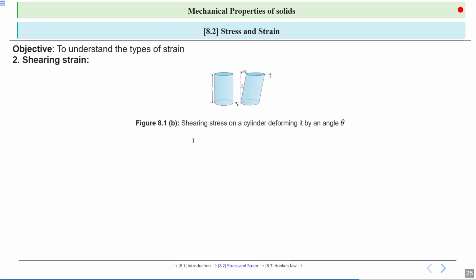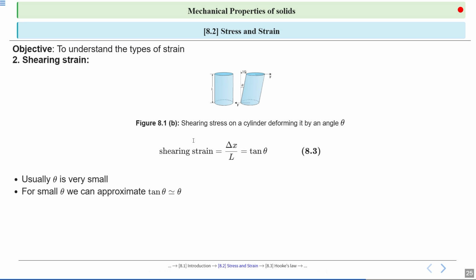Shearing strain. We know shearing strain is equal to delta x by L, which is equal to tan theta. So usually theta is very small. This small angle approximation simplifies our calculations and helps us understand the behavior of materials under stress. So for small theta, we can approximate tan theta as approximately equal to theta. Therefore, shearing strain is equal to tan theta, approximately equal to theta.